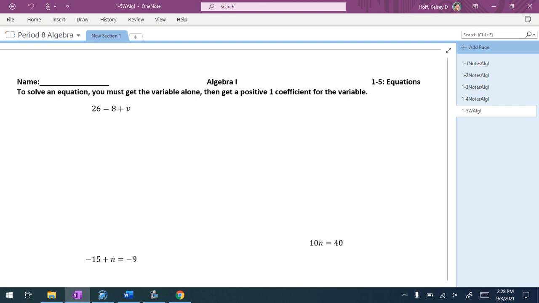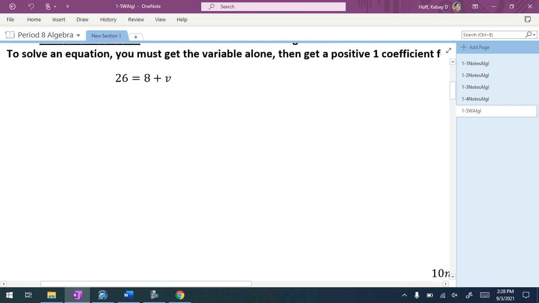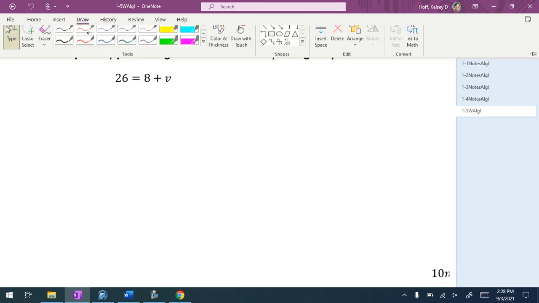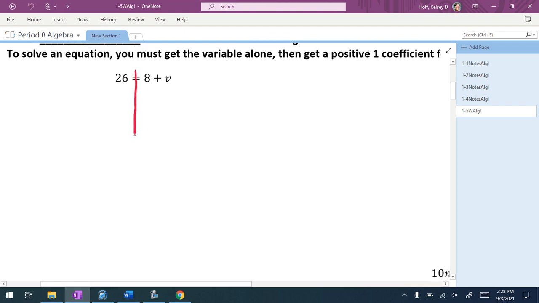So when you solve equations, and I'm going to guess this was the same way in 7th grade, leave the equal sign alone. Who cares if the variable's on the right? It doesn't matter. You need to draw a bar through the equal sign. Your equal sign cannot move. It always stays there. My goal is to get V alone. So I'm going to cover V up. What do I need to get rid of? 8. How do I move it? You subtract it. You always do the opposite.